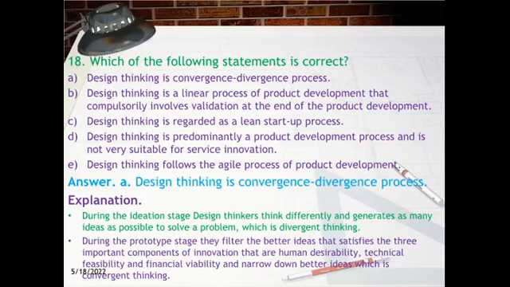Explanation. During the ideation stage, design thinkers think differently and generate as many ideas as possible to solve a problem, which is divergent thinking. During the prototype stage, they filter the better ideas that satisfy the three important components of innovation, that are human desirability, technical feasibility, and financial viability, and narrow down better ideas, which is convergent thinking.